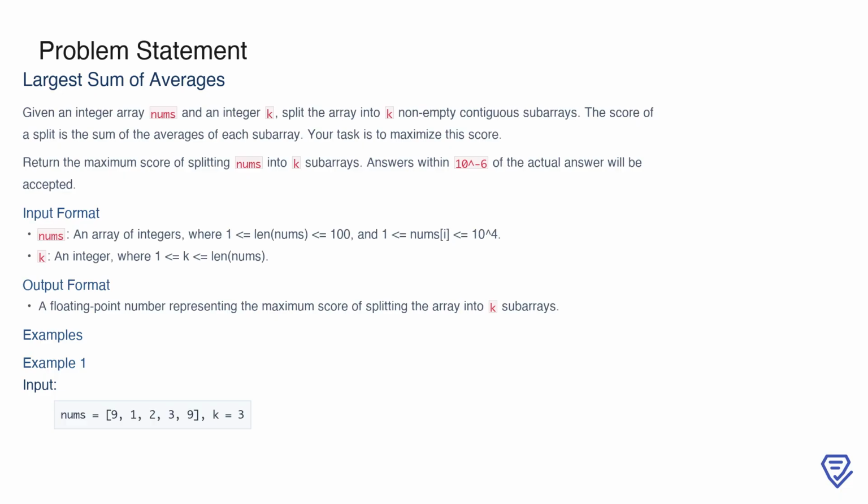The input consists of the array nums, whose length is between 1 and 100, and its elements are positive integers up to 10,000. Additionally, k is an integer between 1 and the length of nums. The output is a floating point number representing the maximum score, and answers within 10 to the power of -6 of the correct value are considered valid.